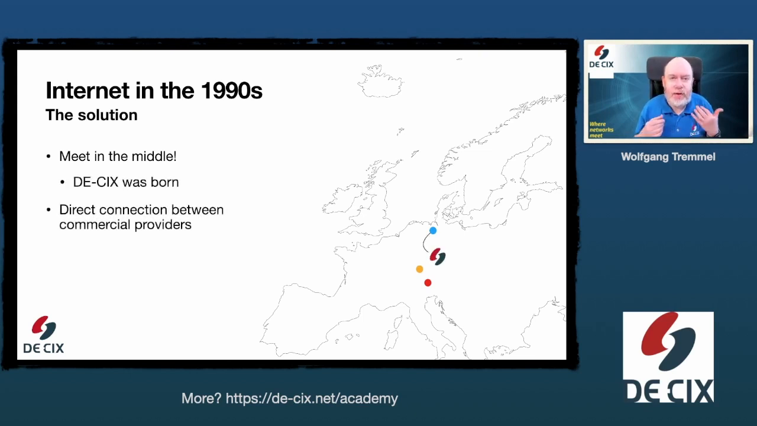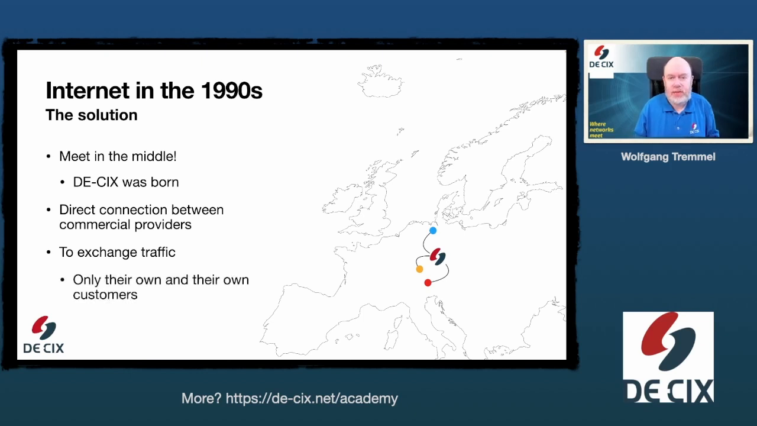Interconnecting commercial providers directly. So each of us bought a circuit to Frankfurt, and there we interconnected and started exchanging traffic. Of course, only our own traffic and the traffic of our customers. And this was called peering.